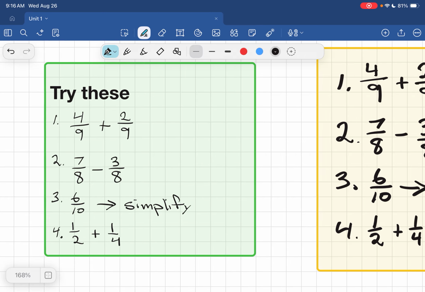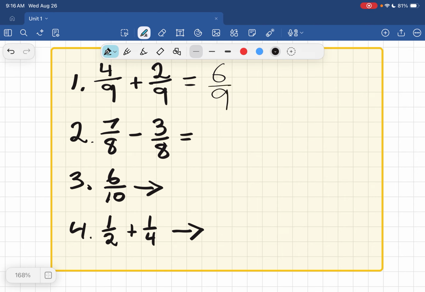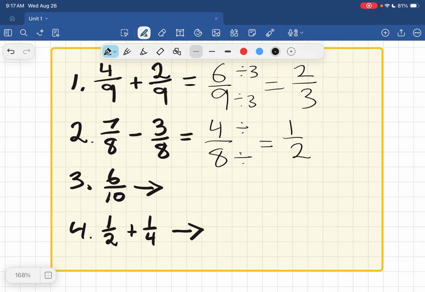All right, you can check your answers. Four ninths plus 2/9 first becomes 6/9, which simplifies down to 2/3. 7/8 take away 3/8 becomes 4/8, which simplifies down to 1/2 when we divide the numerator and denominator both by 4.